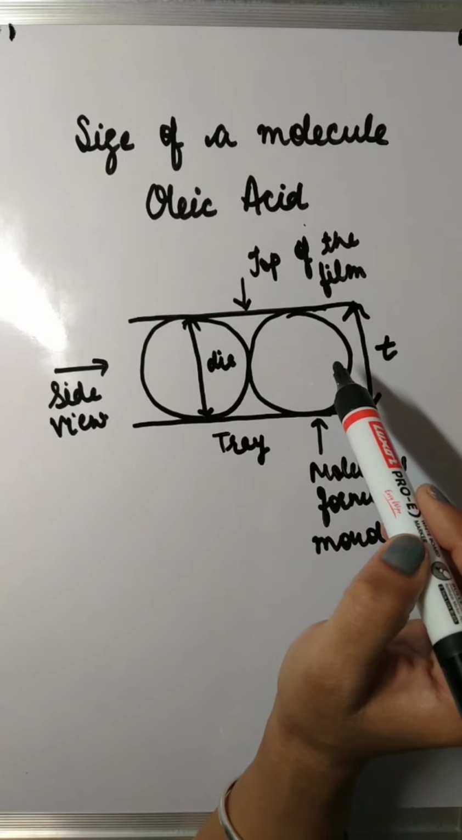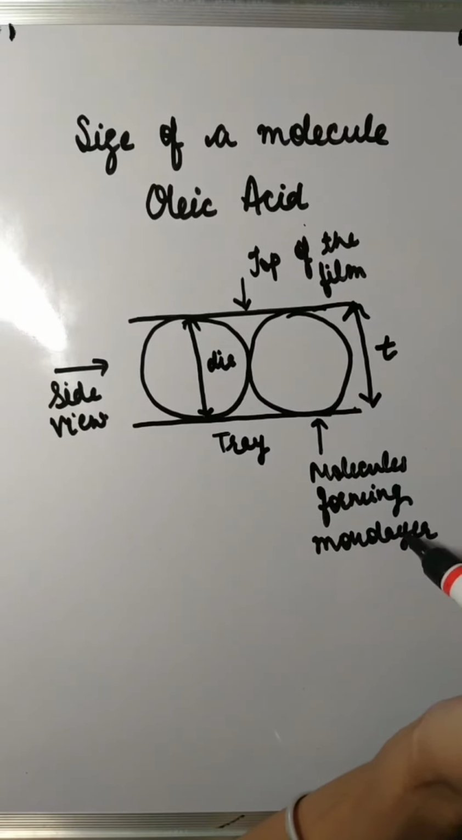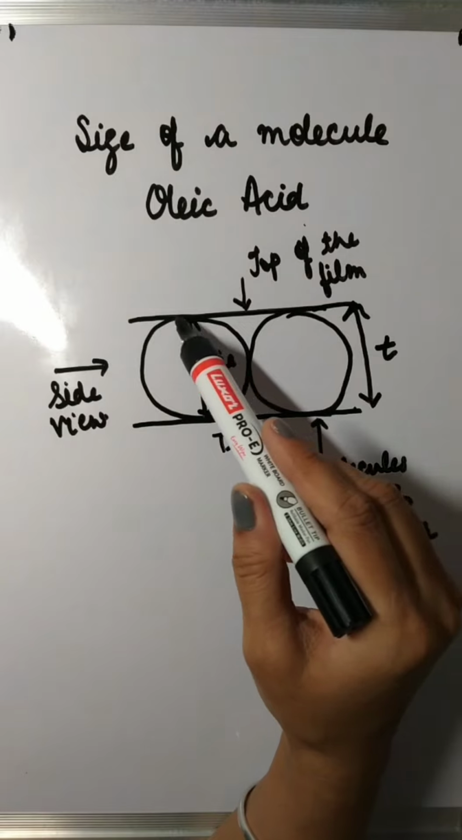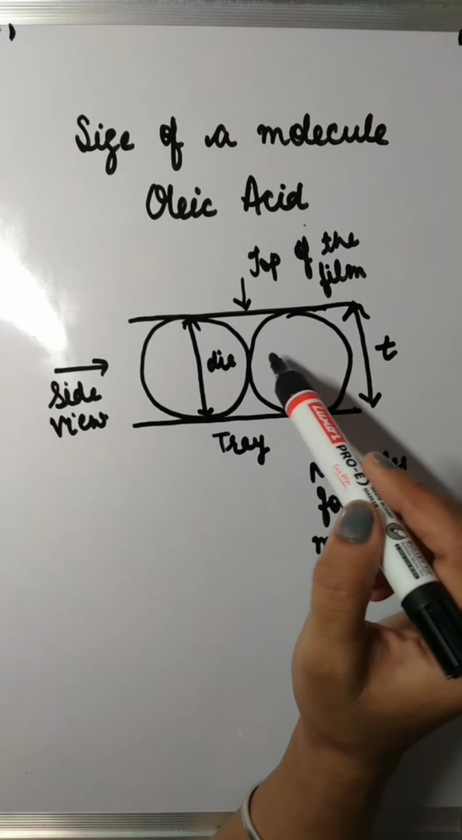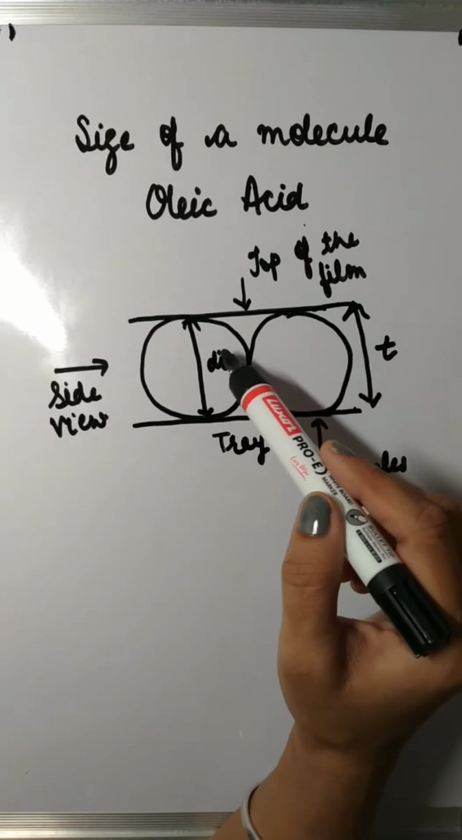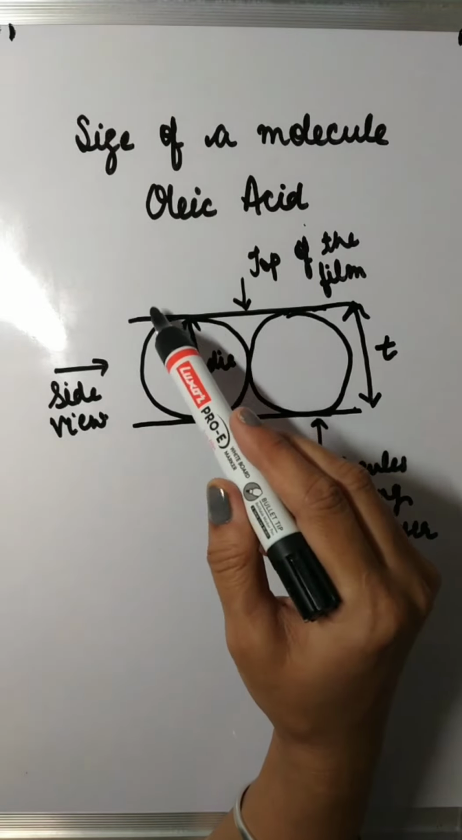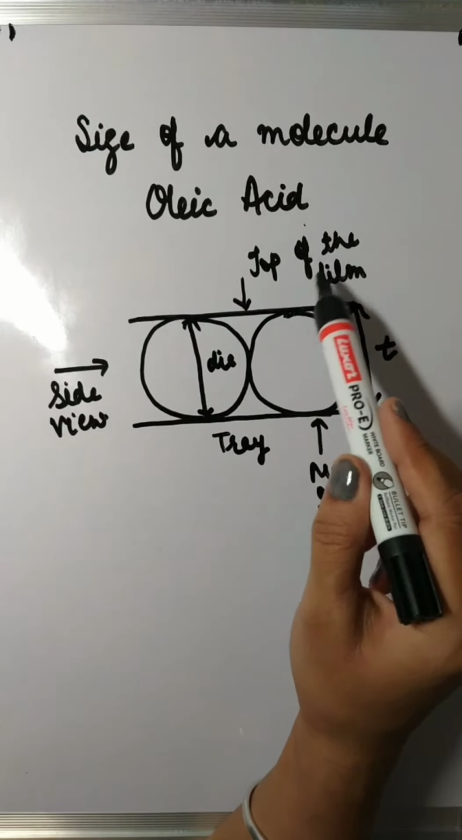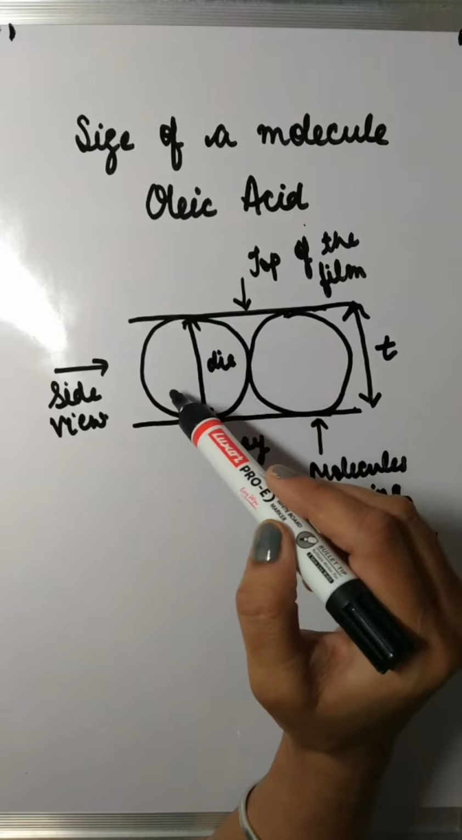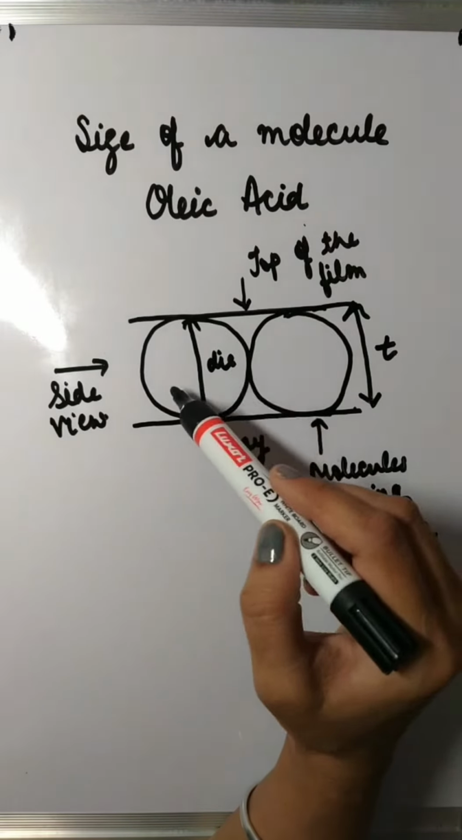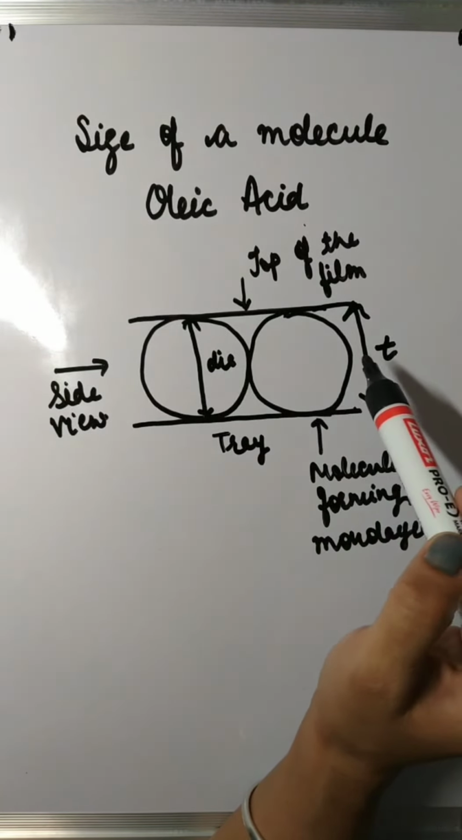This thin layer is so thin that it is called a monolayer. Monolayer means a film consisting of single molecules. This is one molecule, this is a second molecule, and we don't have any other molecule on top of these molecules. So this is a monolayer, a thin film formed of single molecules.